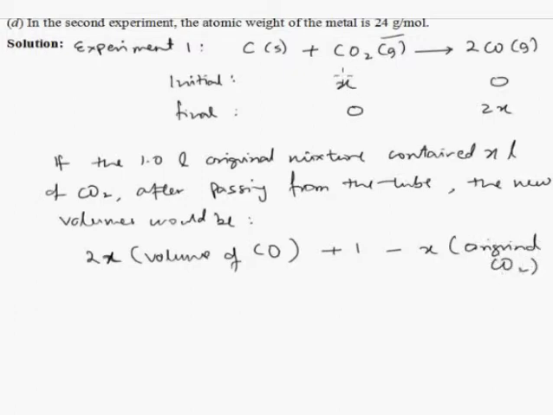x was the original CO2, which will be equal to how much? Which will be equal to 1 plus x, and this is given to be 1.6 liters. This is what is given to us. So that means the value of x is going to be 0.6 liters.